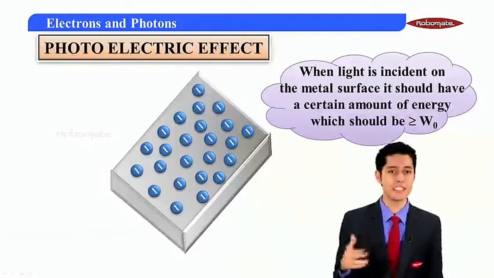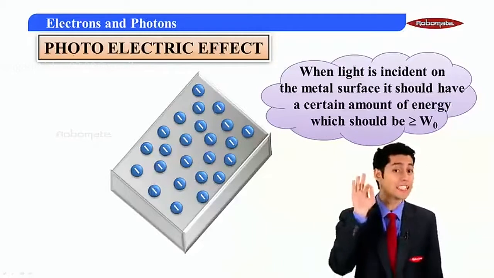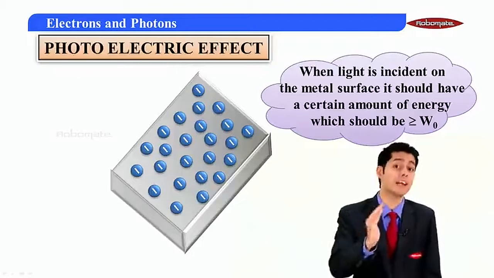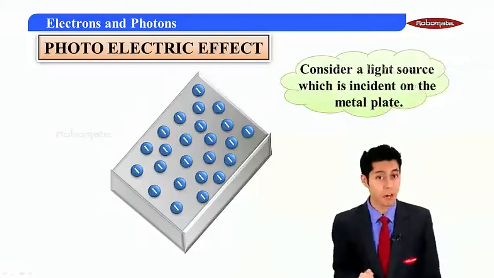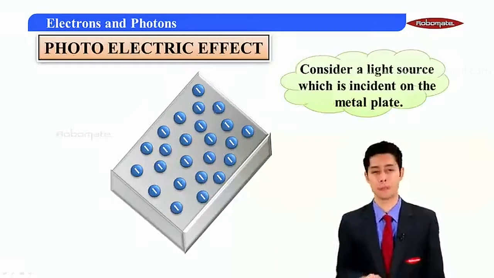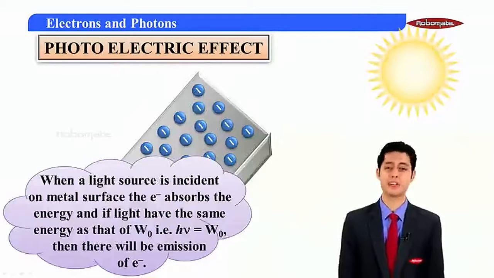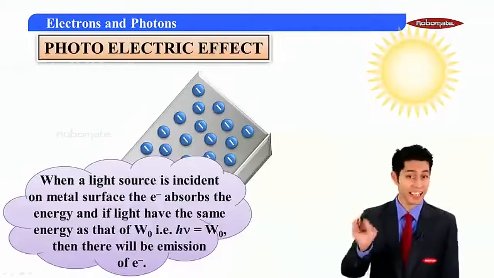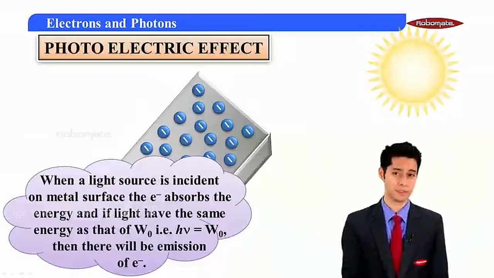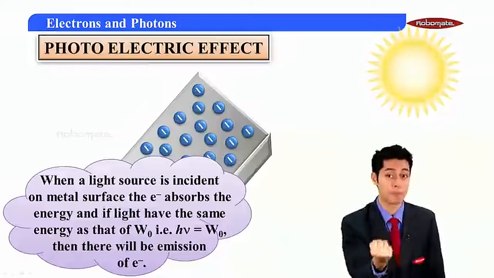Now imagine the light incident on the metal surface must have a certain amount of energy greater than the work function, because work function is the minimum energy required for photoemission to take place. That is why I consider a light source emitting light on the surface of the plate. That light is coming and getting incident on this plate, and its energy is equal to the work function. All the electrons on the metal surface will absorb that energy.